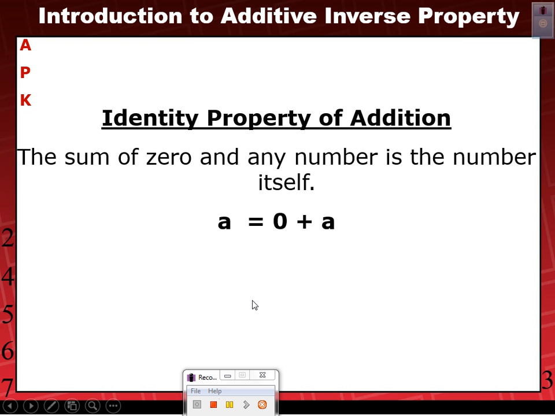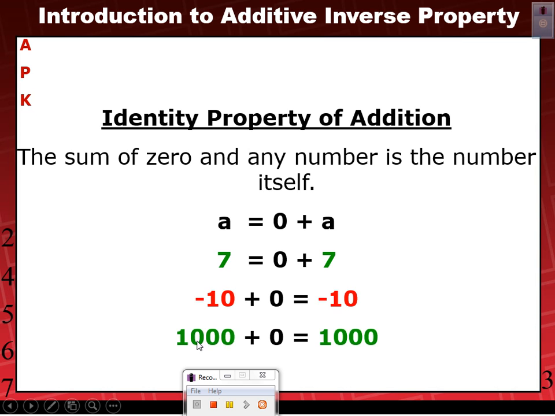Let me show you with numbers. 7 plus 0, we're left with 7. Now check this out. Let me show you this one. Negative 10 plus 0, the answer is negative 10. This is called the identity property of addition. 1,000 plus 0 equals 1,000. Because check this out. We start with a number, and our answer is identical to what we started with.